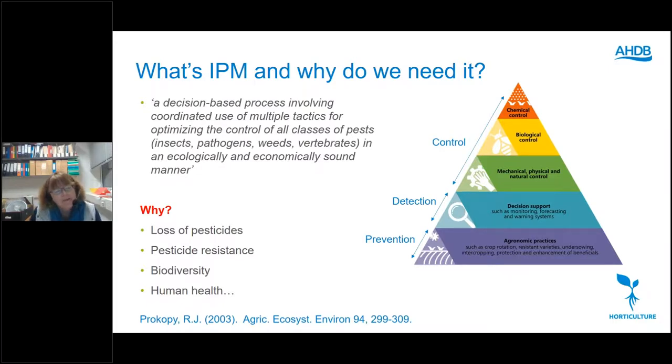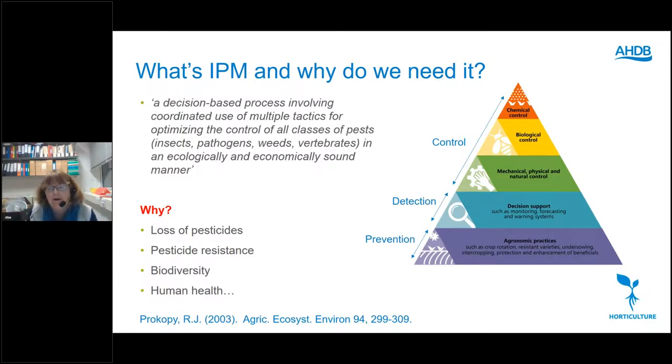So why do we need IPM? And I think we need it now even more than ever. Firstly, because of the diminishing number of pesticides available, because of increasing incidence of pesticide resistance, and in the UK that's particularly to pyrethroids at the moment, because of the need to protect biodiversity and make it work for us as well, and because of the perceived beneficial impacts of IPM on human health.